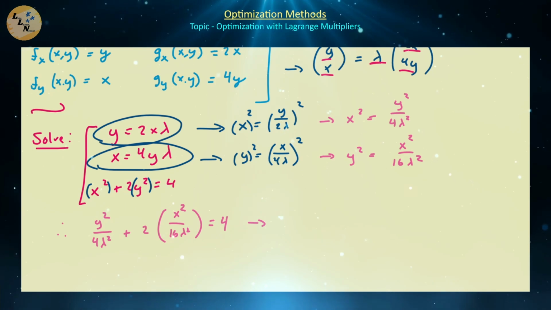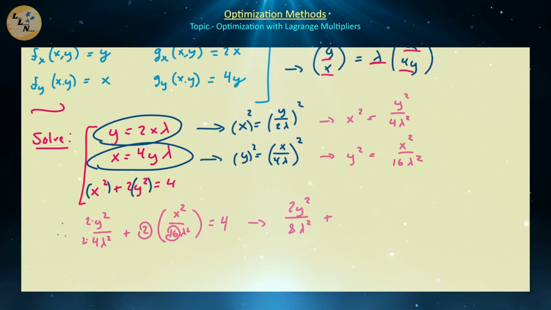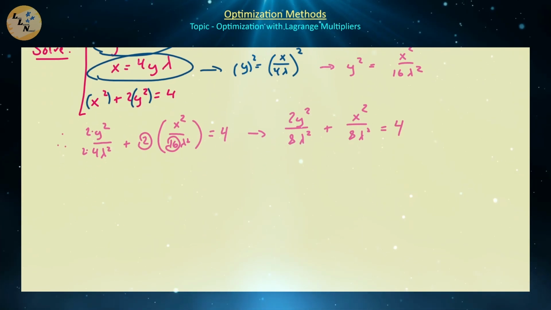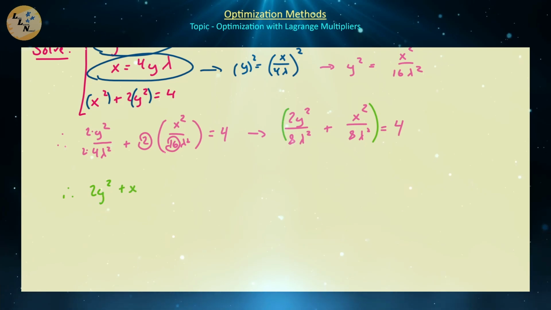So if we simplify this a little bit, notice that that 2 and that 16 are going to reduce to a 1 over 8. So to get a common denominator, I'm going to have to multiply top and bottom of that fraction by 2. So once I have that, that's going to give us 2y squared all over 8 lambda squared plus x squared all over 8 lambda squared, and that's going to come out to 4. And then I'm going to multiply both sides by 8 lambda squared, just to eliminate that bottom, and that's going to give us 2y squared plus x squared is equal to 4 times 8, that's going to come out to 32, and then lambda squared.